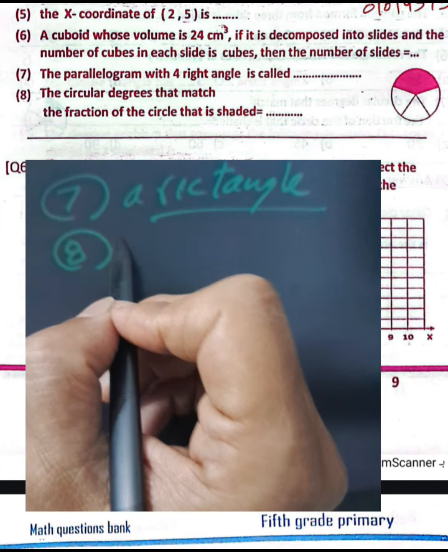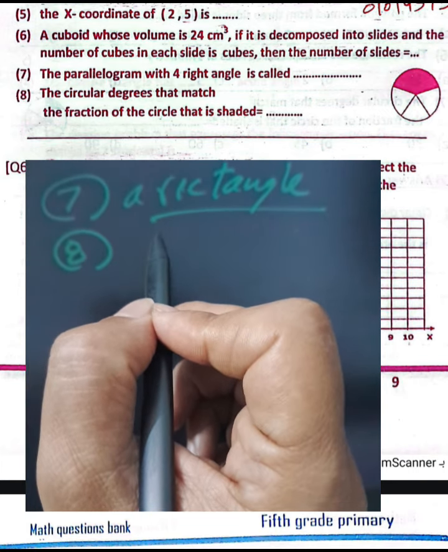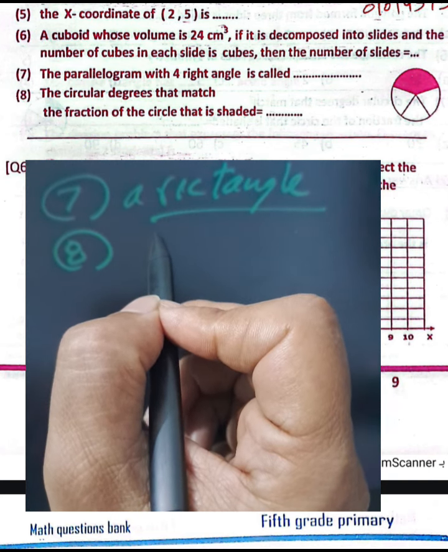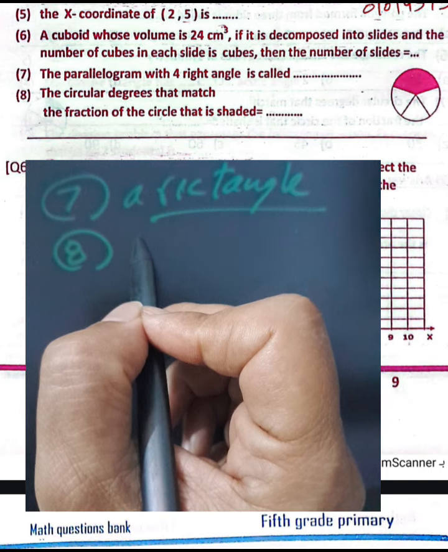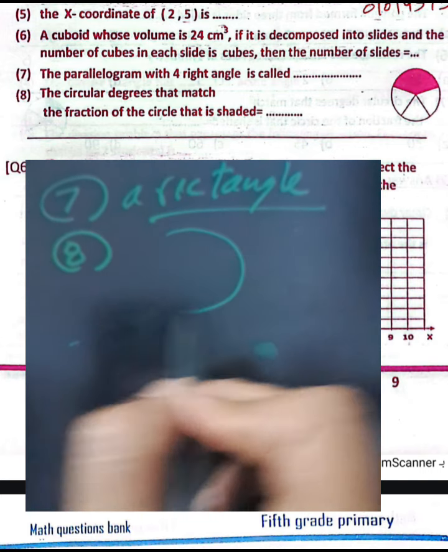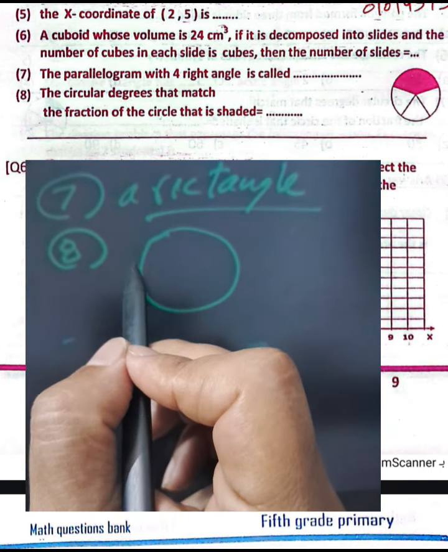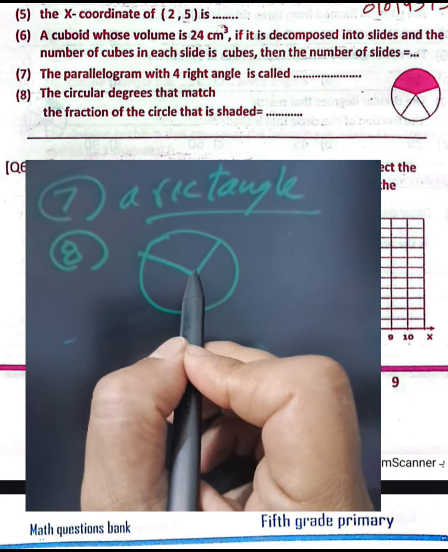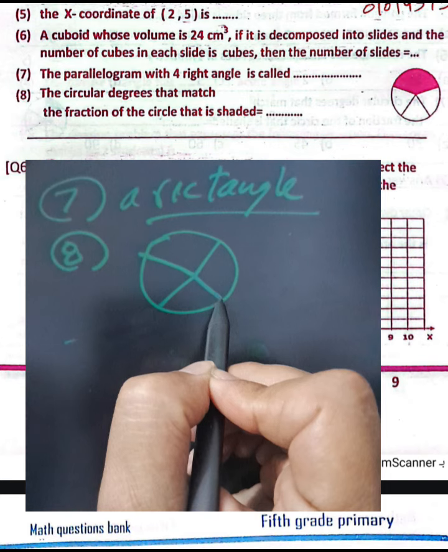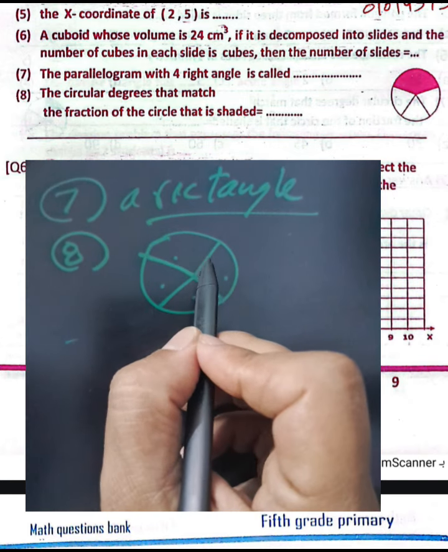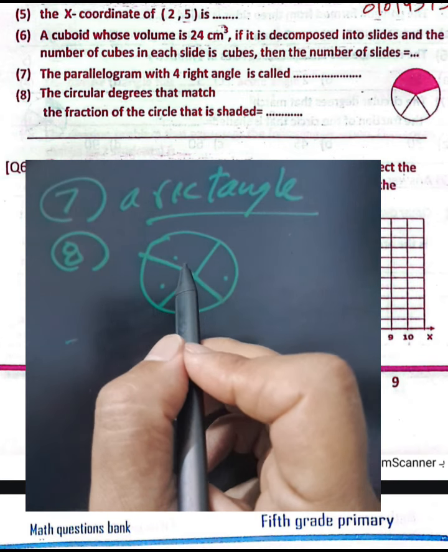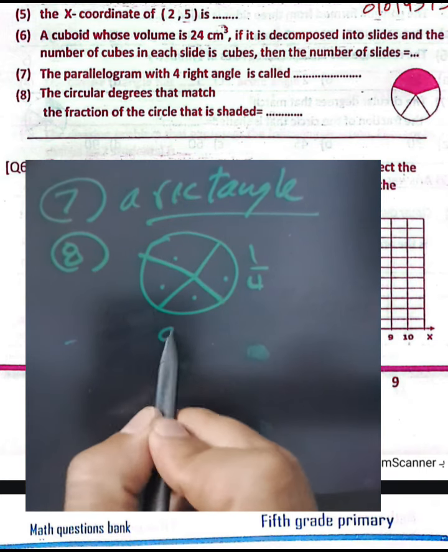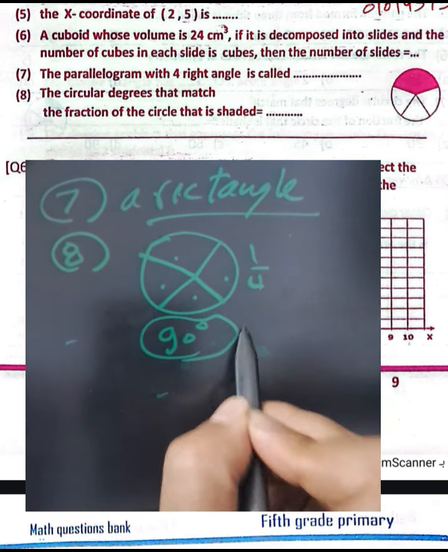Okay, question number 8. The circular degrees that match the fraction of the circle here is what? Circular degree. How many? Can you see how many parts are colored here? We have 2 parts colored from the total parts, 1, 2, 3, 4. Okay, we have one part from 4 parts, then the result will be 90 degrees. Write 90 degrees.